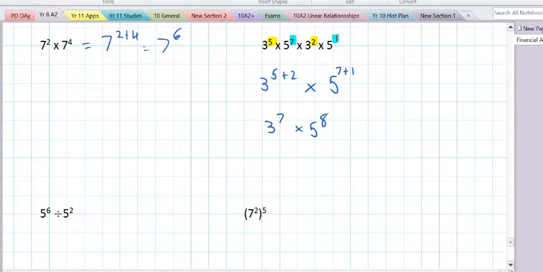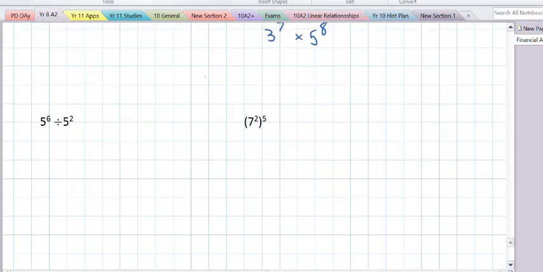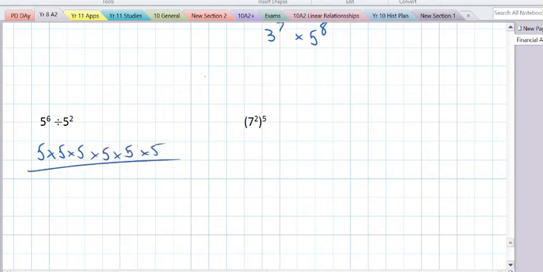So remember how we showed this in our working originally? We would have shown this as 5 times 5 times 5 times 5 times 5 times 5 over 5 times 5. And remember how we cancel top and bottom? The answer would end up being whatever's left on top here, which is 5 to the 4.